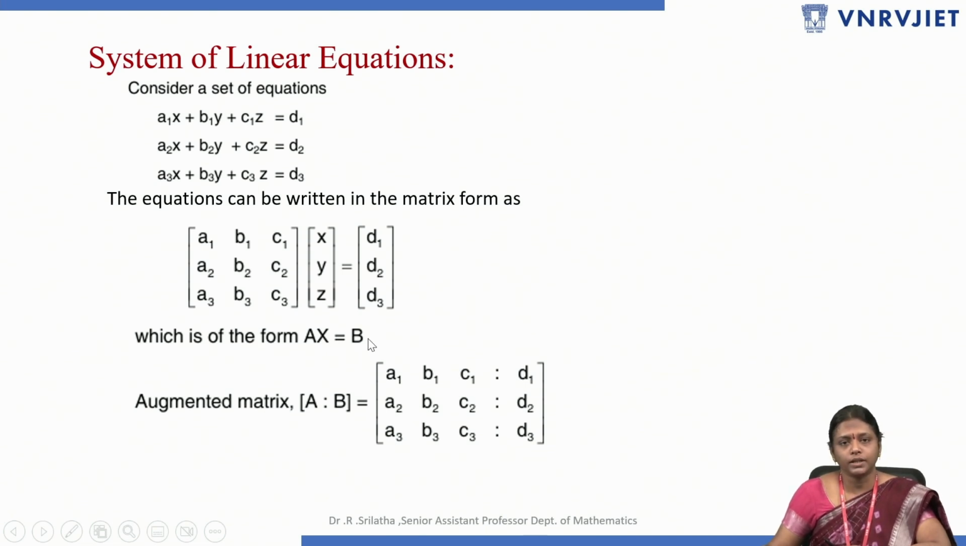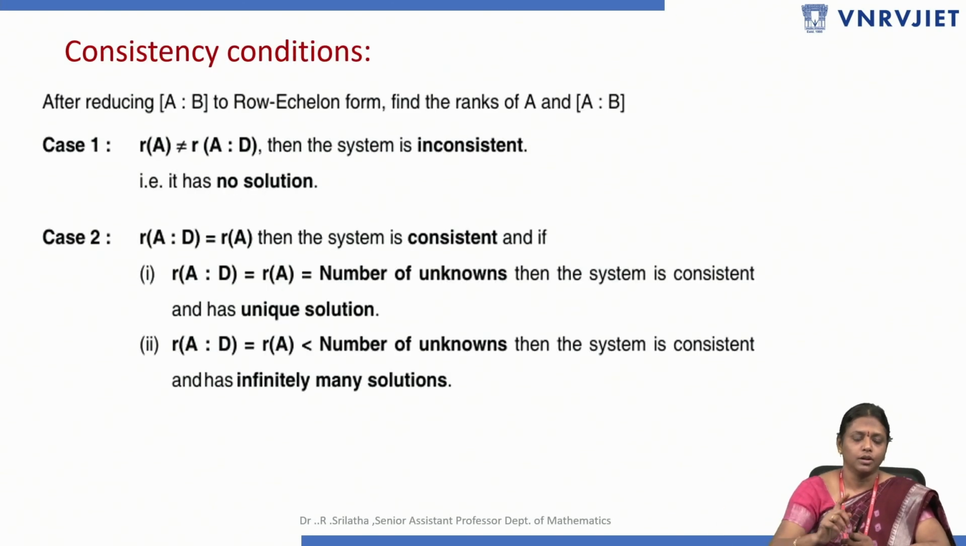Now here we need to define the augmented matrix. The augmented matrix is generated by A given B. We write the capital A matrix along with the constant matrix, and we call that matrix the augmented matrix. Here we need to keep in mind some conditions whenever we check the consistency conditions. Now we know the definition of the augmented matrix, which is generated by A B.